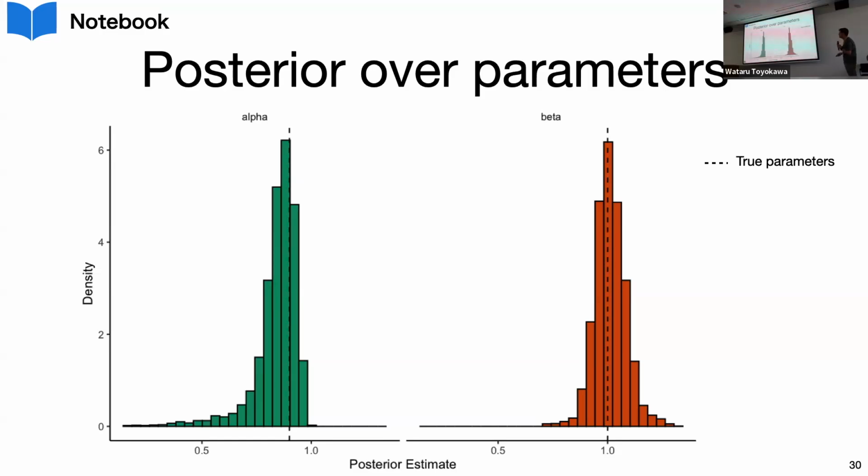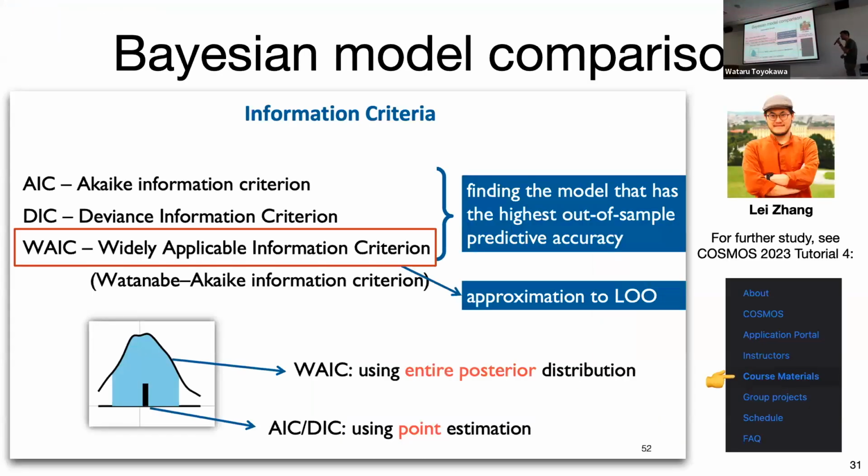If you want further reading, the 2023 iteration of Cosmos had a guest tutorial by Lei Zhang, and you can find the course materials online. He provides a much deeper dive into modeling in Stan, including other forms of information criterion that are more common in that domain, such as the WAIC, commonly called the widely applicable information criterion or the Watanabe-Akaike information criterion. It's an approximation of leave-one-out prediction accuracy. If you're interested in finding out more, there are some resources available on our website.